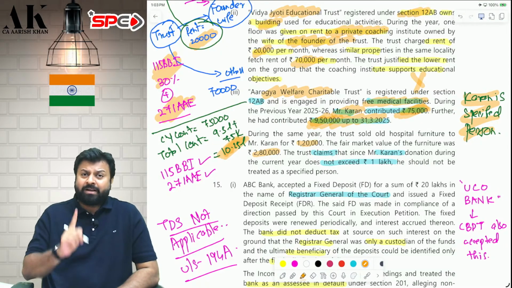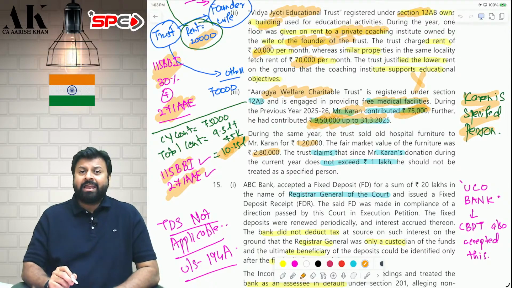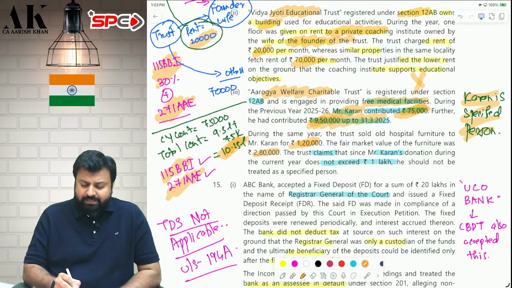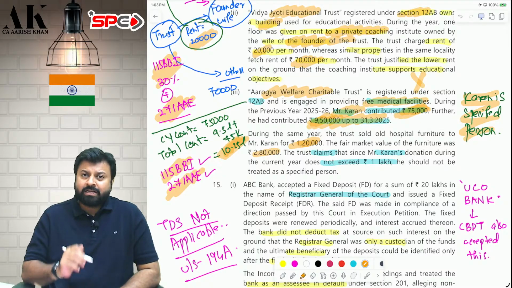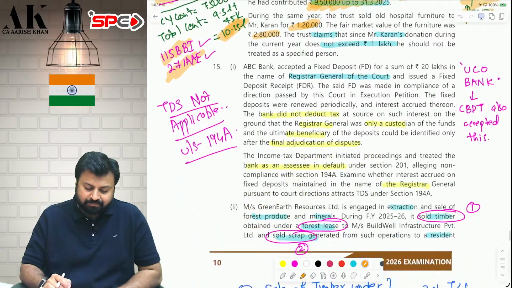You are selling at a cheaper rate, which is wrong. Again, 115BBI will apply in the hands of the trust, and 271AAE will apply in the hands of the trust. And this amount which the trust is receiving by sale of furniture, that cannot be subject to exemption under 11 and 12. I hope it is clear to all of you.